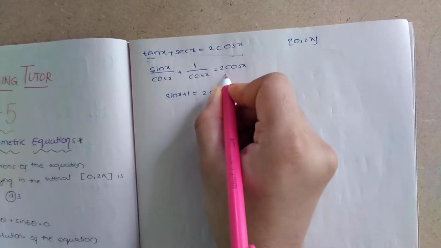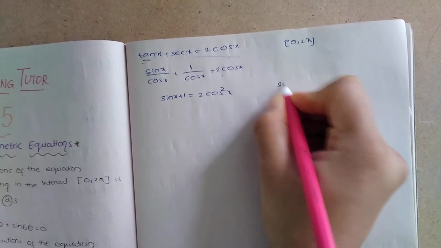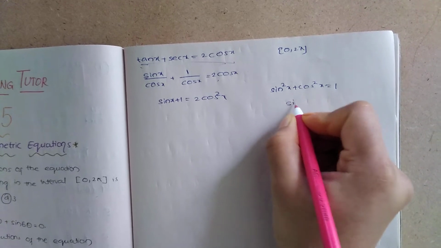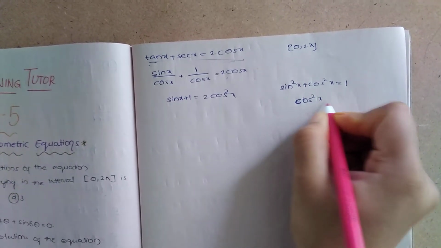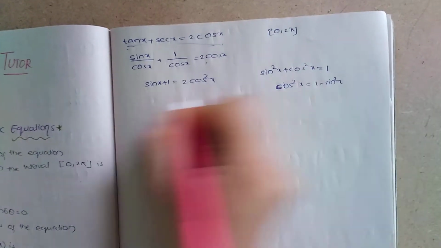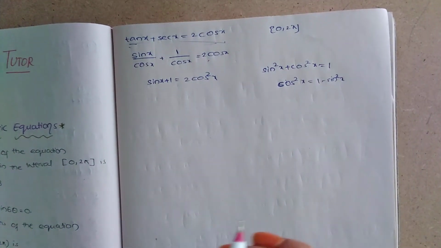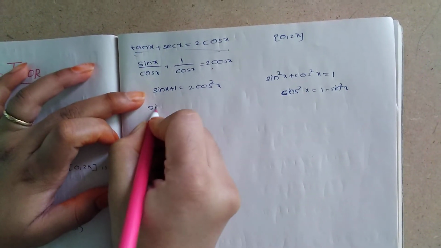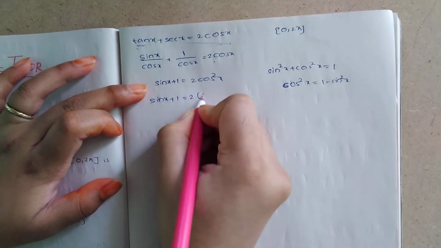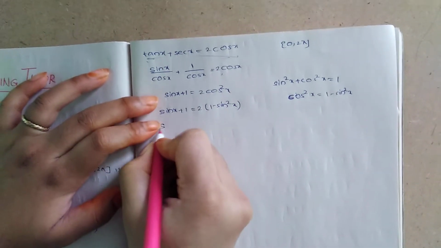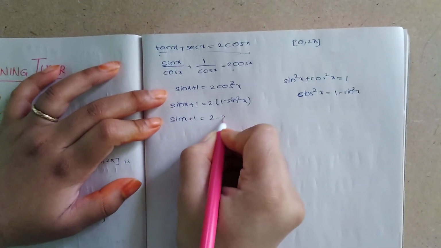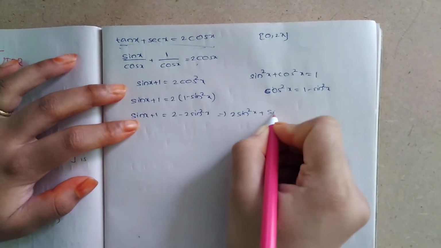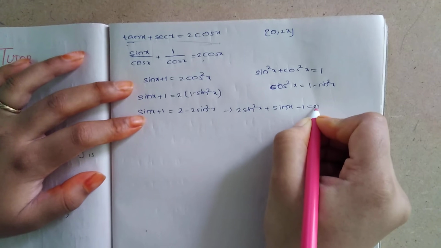Sending this to the right hand side. Now we know that sin square x plus cos square x is equal to 1, whereas cos square x is equal to 1 minus sin square x. Let's apply it here. What we are doing is converting this whole equation in terms of sine. sin x plus 1 is equal to 2 of 1 minus sin square x. sin x plus 1 is equal to 2 minus 2 sin square x, which implies 2 sin square x plus sin x minus 1 is equal to 0.